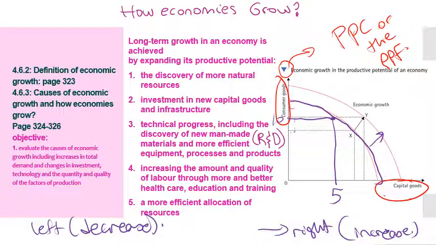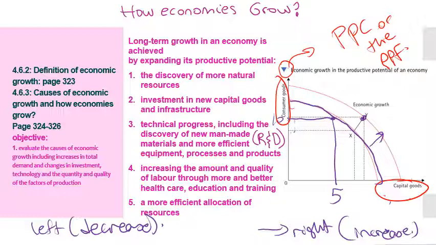Now, please, before you read what's on the slide, I would like you to think what would cause the production possibility curve to shift to the right. So what would make us produce more of both consumer goods and capital goods? So please take a few minutes, pause the video, try to think what might be the reason, and then press play.